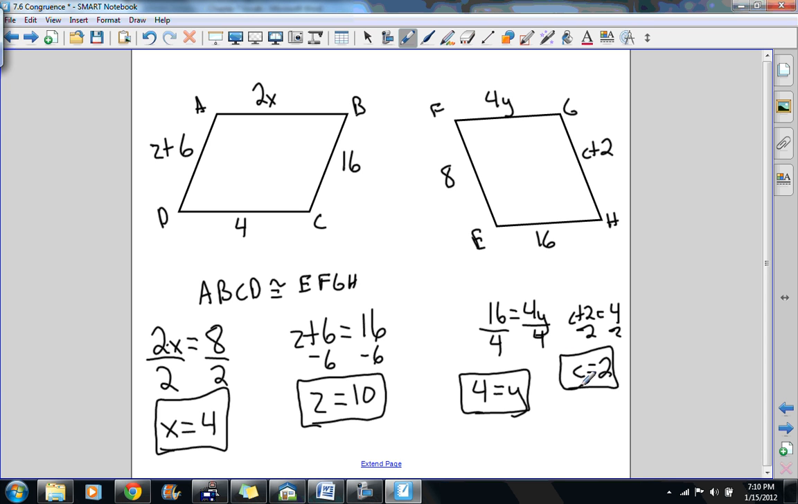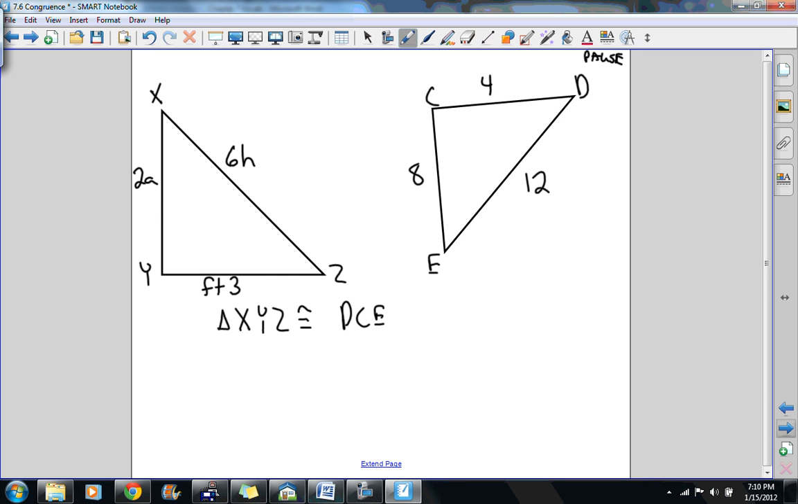If I wanted to check my work, all I would simply have to do is plug each of these in and make sure they matched up. So if I went 2 times 4, that would give me 8, which is what I wanted. And if I did Z, or 10 plus 6, that's 16, which is what I wanted, and so on and so forth. Okay, so I'd like you to try this one here. We have triangle XYZ is congruent to triangle DCE. See if you can get it figured out.